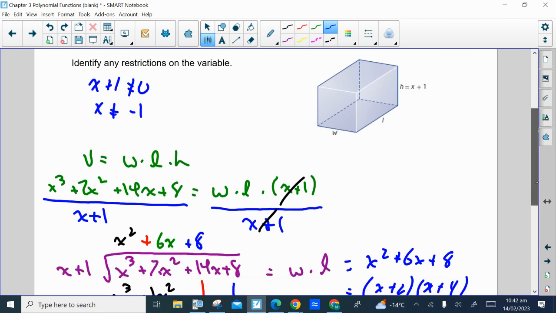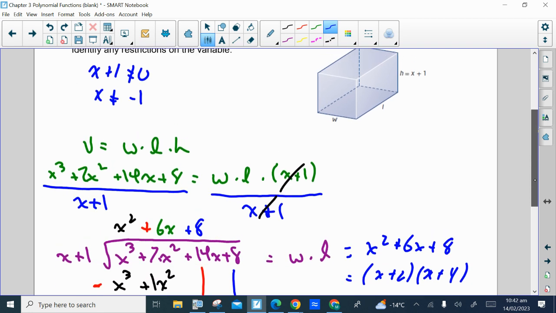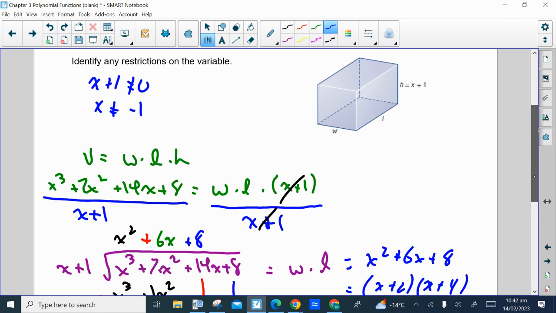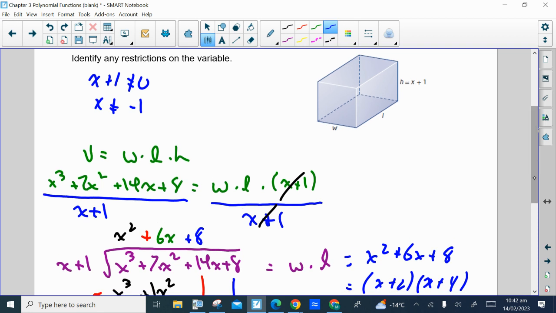We can be a little more specific with our restrictions. Because we've got x plus 1 as one of our dimensions, we can also say that x plus 1 has to be greater than 0, because you can't have a dimension that's negative. If you have a negative dimension, it's going to give you a negative volume. Or if you have a negative dimension, it's saying that the length or one of the dimensions of this box is a negative number, which is not possible. So we would say that x had to be greater than -1.